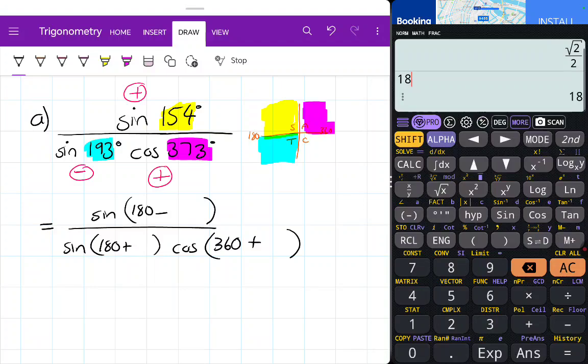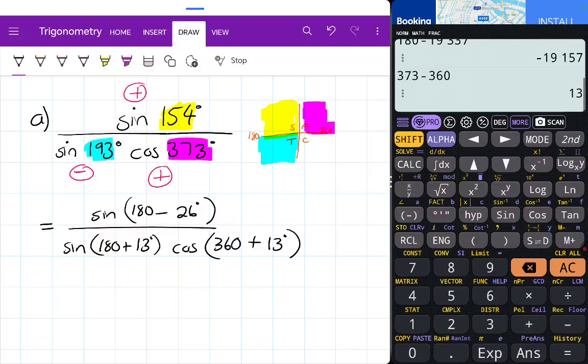So we got 180 minus 154, that gives us 26. 193 minus 180 gives us 13, so that's 13. And then 373 minus 360 gives us 13. Okay, 13 looks like it's in common. And are you able to see that 26 is double of 13? Okay, that's good to know.